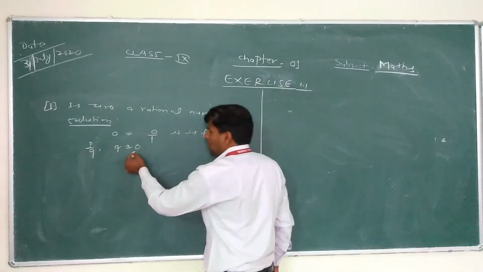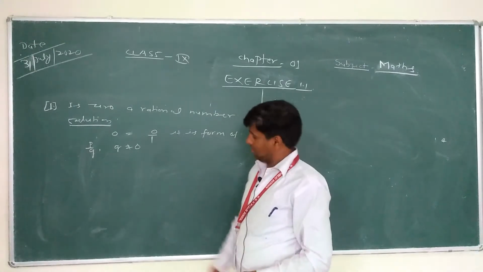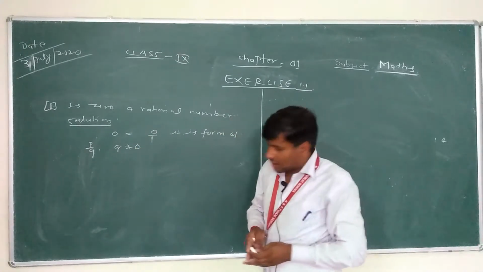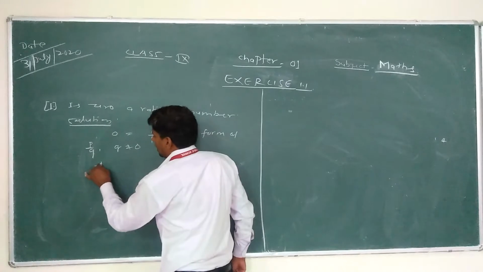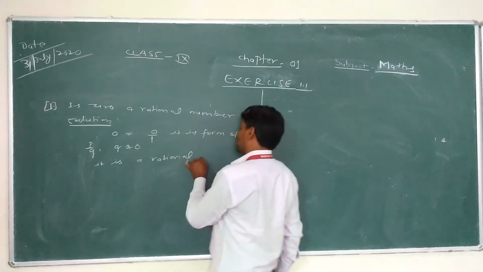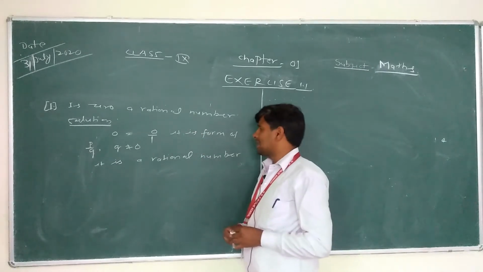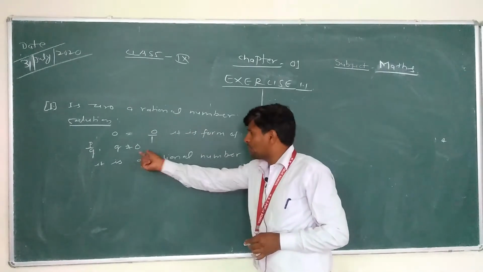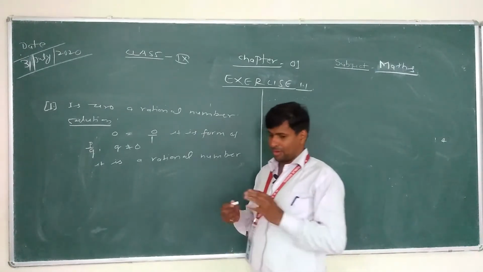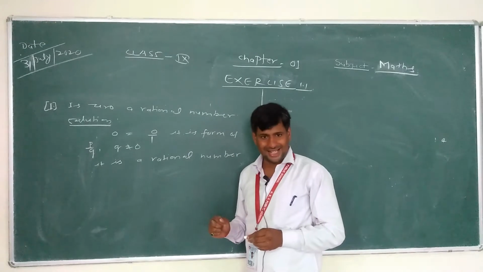It means it is of the form p by q where q does not equal 0, and both 0 and 1 are integers. If it is of the form p by q, q does not equal 0, and both are integers, it means it is a rational number. In the first question we only explained whether 0 is a rational number or not. So 0 is a rational number. That's clear?